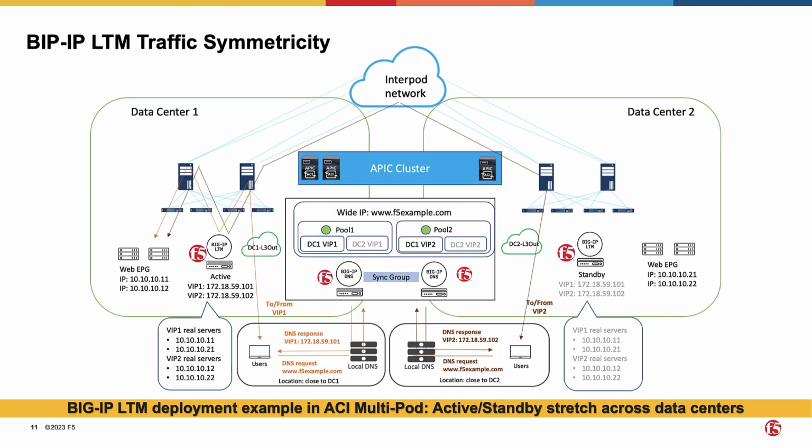Unlike deploying an independent Big IP LTM HA pair in each data center in Cisco ACI multi-site or multi-pod, when a Big IP LTM HA pair is stretched across data centers in Cisco ACI multi-pod, traffic symmetricity is always there by nature, no matter which HA mode is deployed, whether it's active-active or active-standby.